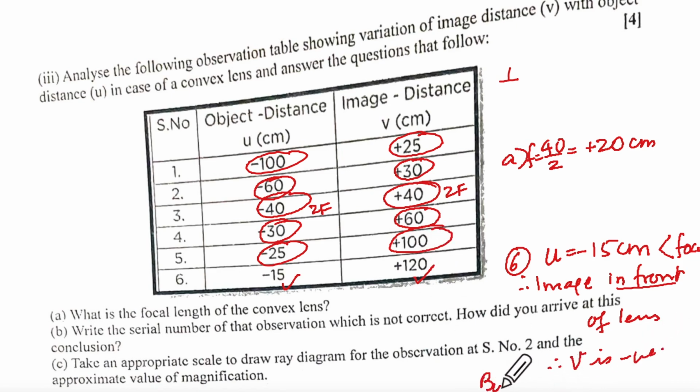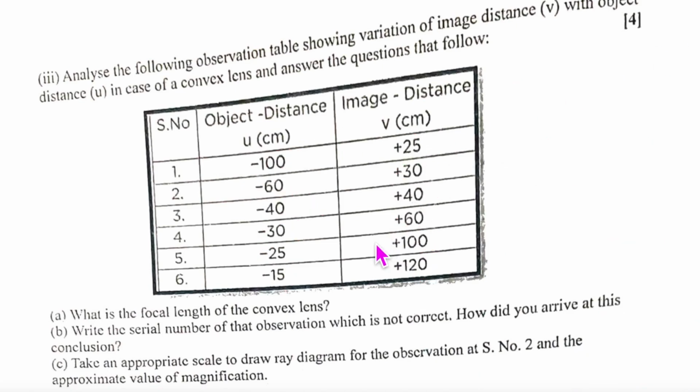But the table has V equal to plus 120. Means they are saying it is a real image. Correct or no? Yes. Plus means what? It is real. But V is negative means what? It is virtual image. Yes. That's why it is wrong. Understood? Yes. Don't sit and draw the entire calculation table.